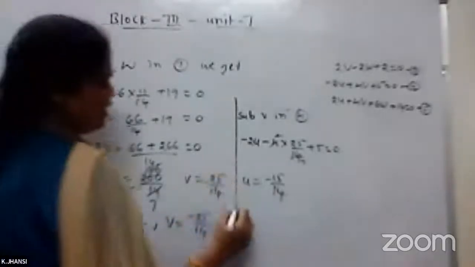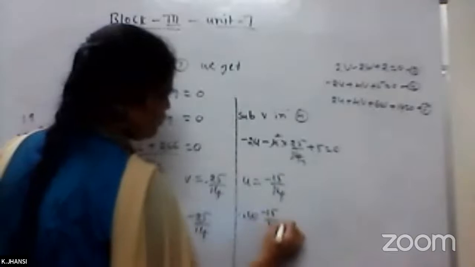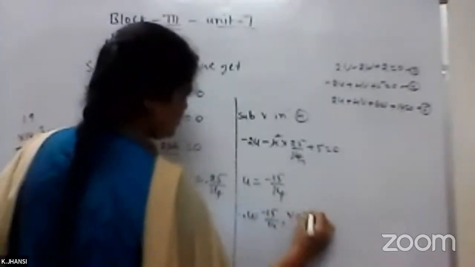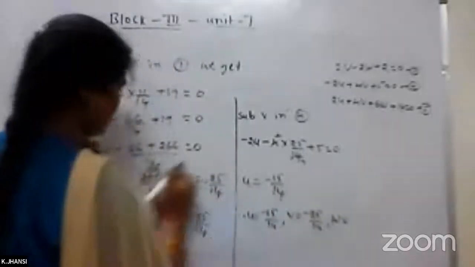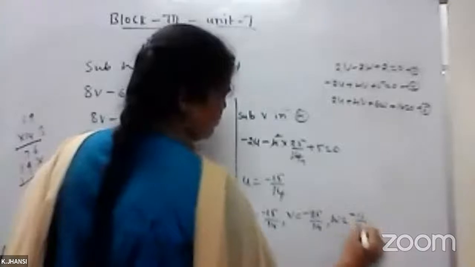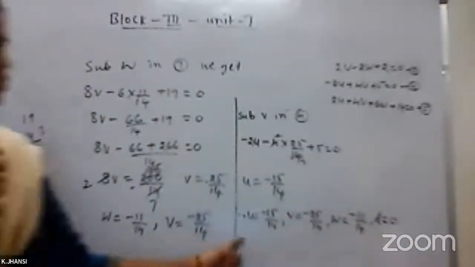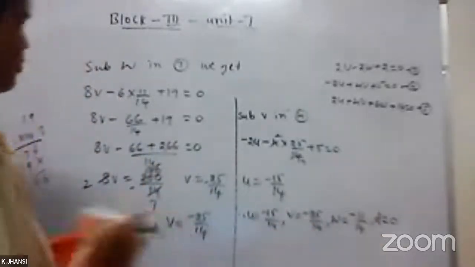Okay. So here you can write, therefore u is equals to minus 15 by 14, v equals to minus 25 by 14, w equals to minus 11 by 14, and d equals to 0. Okay. So therefore u, v, w and d we got. So now substitute u, v, w values in first equation.